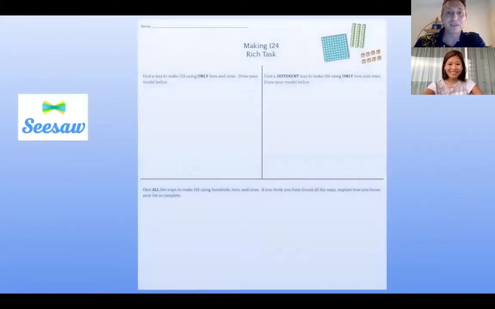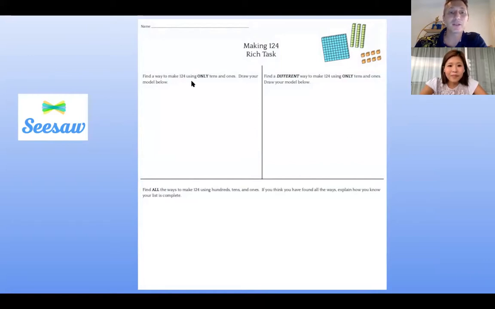And to continue with that, for your seesaw activity today, you're going to be making 124, and you're going to find a way to make 124 only using tens and ones. And you're going to draw your model here. Draw your model of 124 only using tens and ones. Then find a different way to model 124 only using tens and ones, and draw your model. So a different way, just like our examples. And then you're going to find all the ways to make 124 that you can think of. Okay? That is your seesaw activity.